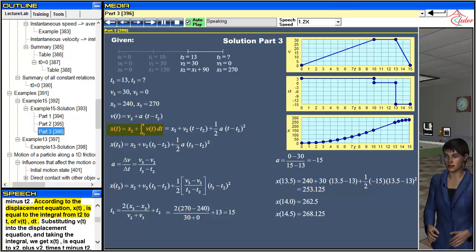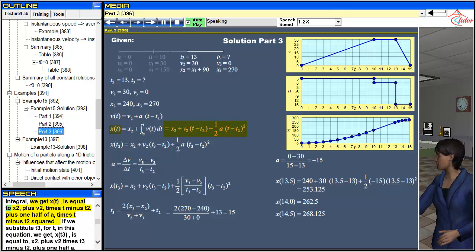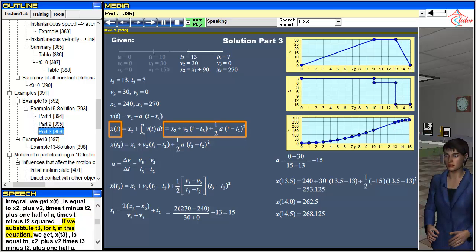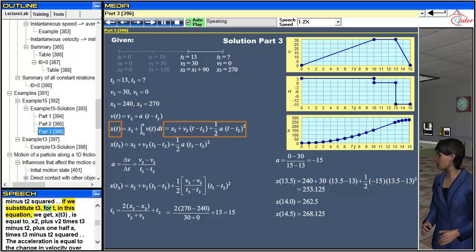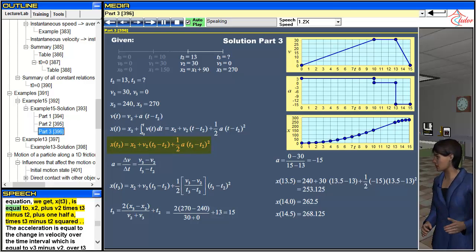at time t dt. Substituting v at time t into the displacement equation and taking the integral, we get x at time t is equal to x2 plus v2 times t minus t2 plus 1/2 of a times t minus t2 squared. If we substitute t3 for t in this equation, we get x at time t3 is equal to x2 plus v2 times t3 minus t2 plus 1/2 a times t3 minus t2 squared.